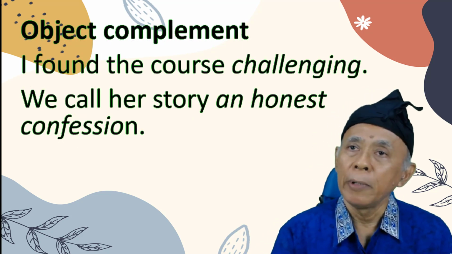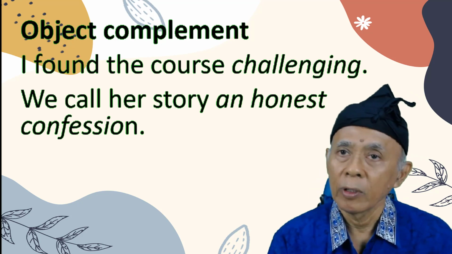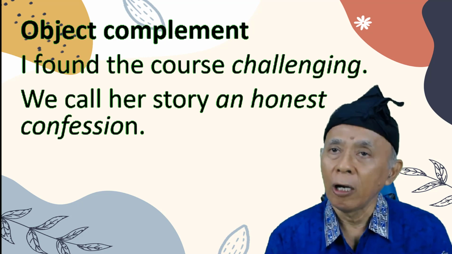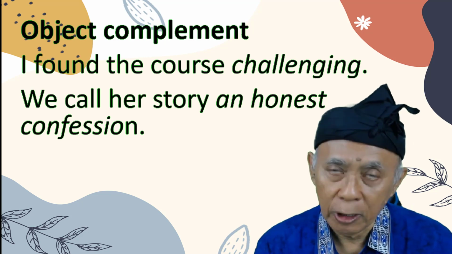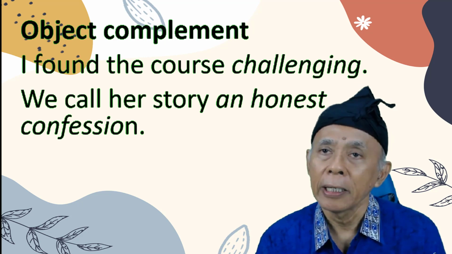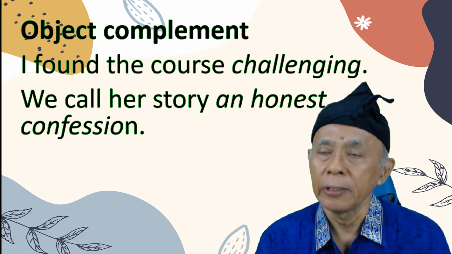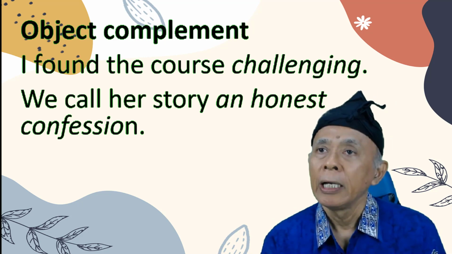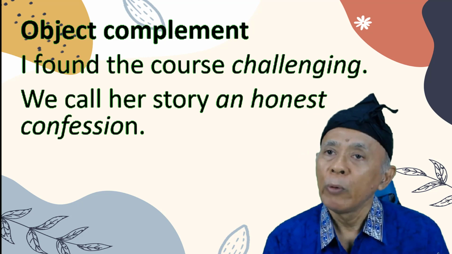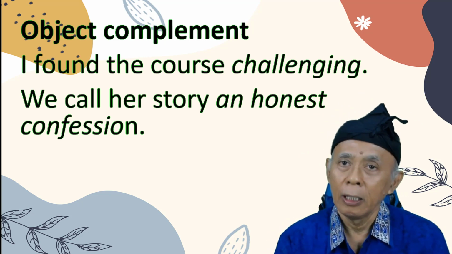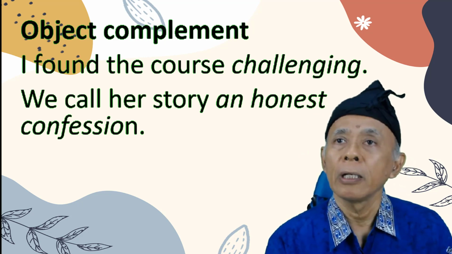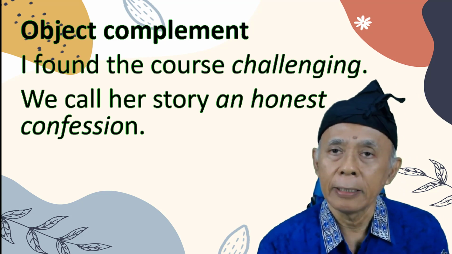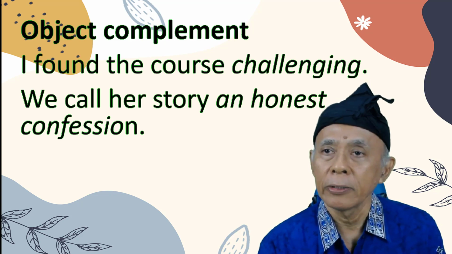The next element is object complement. We have, I found the course challenging. Challenging here tells about the object. That's why it's called an object complement, because it complements the object. I found the course challenging. Challenging is the object complement. We call her story an honest confession. An honest confession is an object complement. It tells about how the story is.